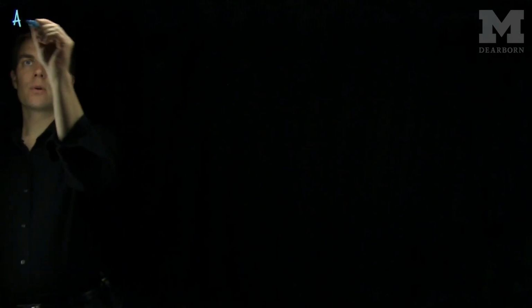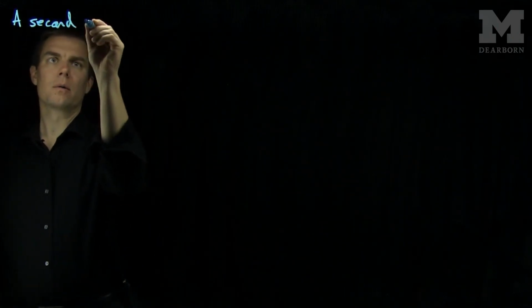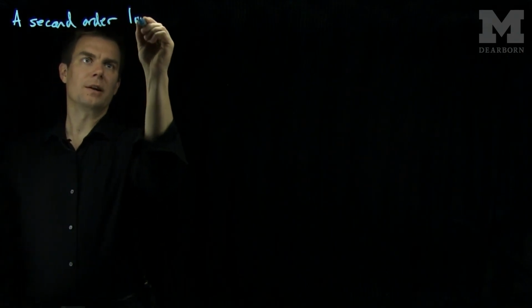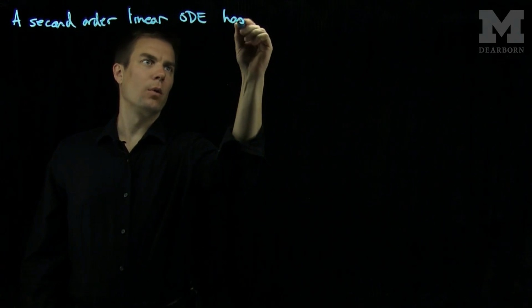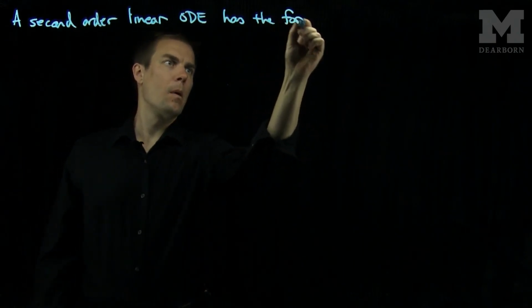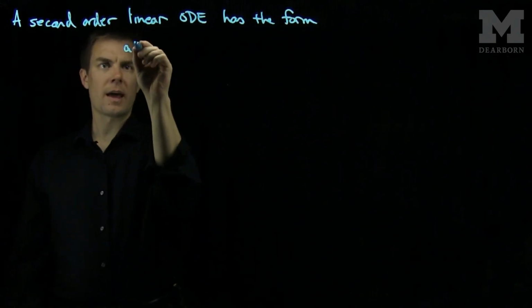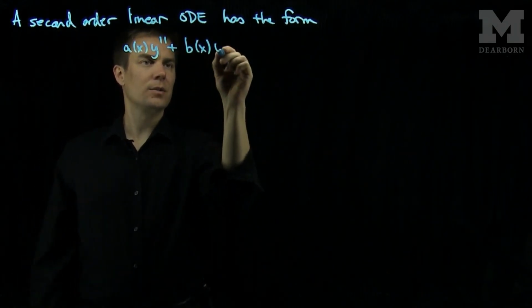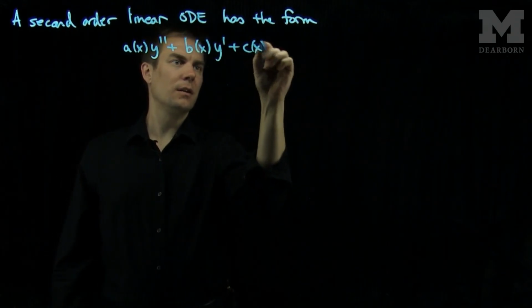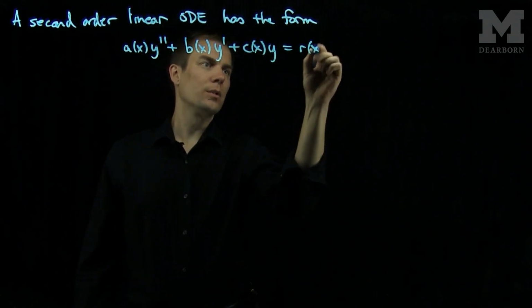Hello students, in this video we'll begin our study of second-order linear differential equations and discuss some basic properties of them. A second-order linear ODE has the form a of x y double prime plus b of x y prime plus c of x y equals r of x.